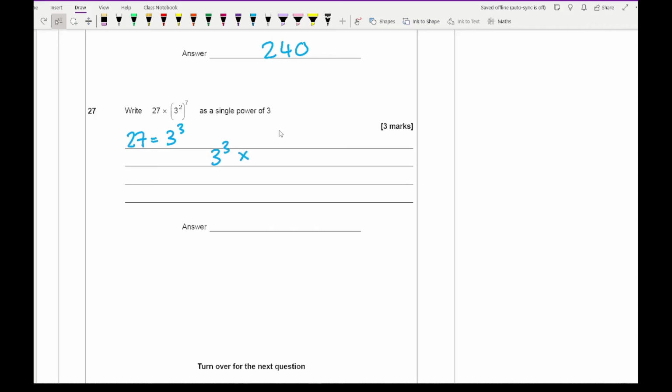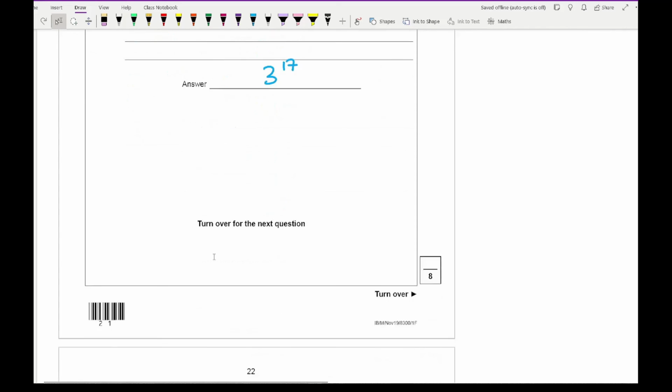Now when we've got brackets, what do we do to the powers? Well, we multiply them. So it's 3 to the power of 3 times 3 to the power of 14. When we're multiplying, what do we do to the powers? Well, we simply add them, giving me my final answer of 3 to the power of 17.